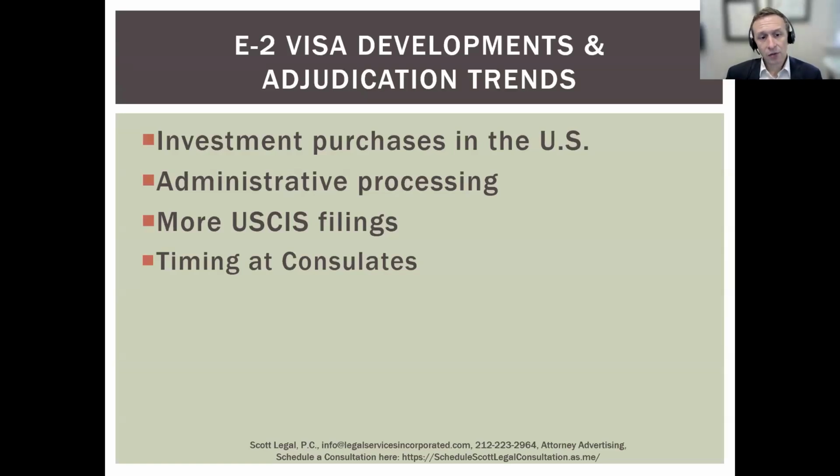Administrative processing. This, frankly, is probably the most annoying aspect of filing an E-2 application at a consulate, which is that sometimes a consulate will flag the application for additional security review. And when they do that, the consulate will oftentimes send the application to the United States, Washington, D.C., to the CIA, the FBI, the Department of State, whatever agency it is, for further review.